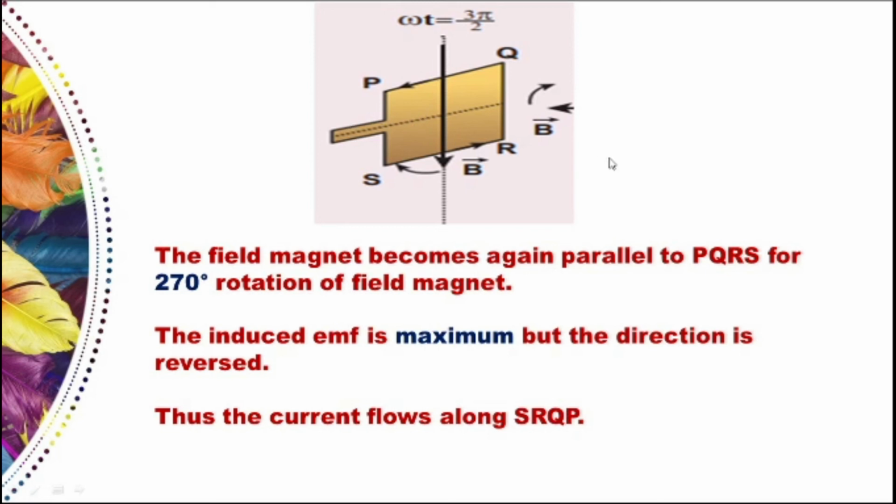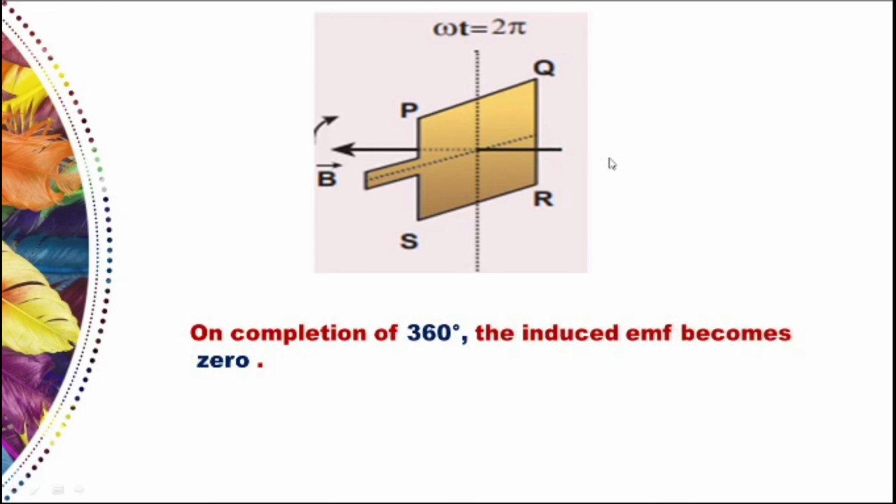Okay. Now, the field magnet has completed one full rotation. On the completion of one full rotation, 360 degree, the induced EMF becomes 0. Mathematically it is 0 because sin of omega t is 2 pi. And so it is 0. Now see here, the field magnet has reached the same position. So it has described 360 degree.